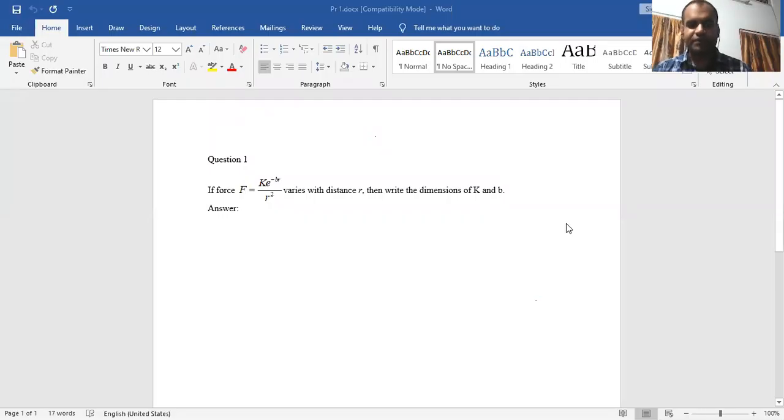If force F is equal to K e to the power minus BR divided by R square, which varies with distance R, then write the dimensions of K and B. Just to inform you, this question is taken from the units and measurements chapter of NCERT class 11 physics. In this question, we are required to calculate the dimensions of K and B.